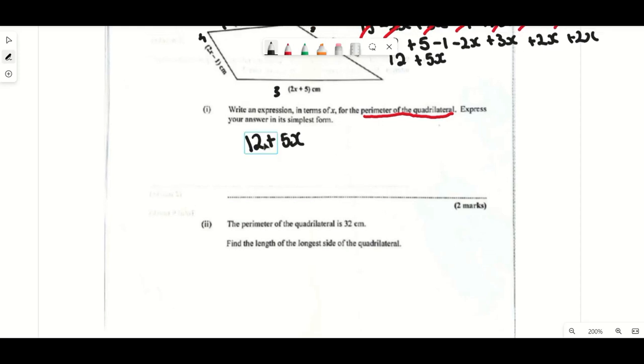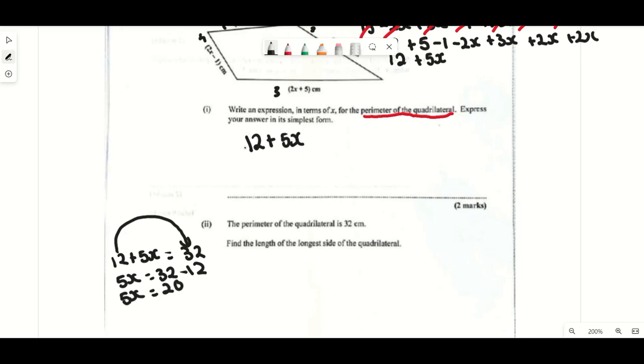First off, they're telling you that this expression that you have on top here, 12 plus 5x, is equal to 32. So from this, what can you solve? You can solve the unknown, which is x. So we're going to make x the subject. 5x is equal to 32 minus 12, which is 5x is equal to 20. So x, if you carry across the multiplication by 5, will be 20 divided by 5. So x is equal to 4.